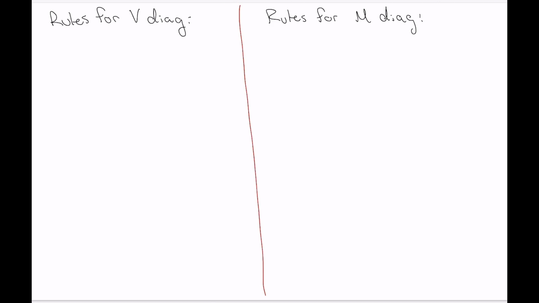So rules for drawing shear diagram, rules for drawing moment diagram. These are easy. There's only 4 rules for drawing a shear diagram using the graphical method. The first rule is that the shear diagram must start and end at 0.